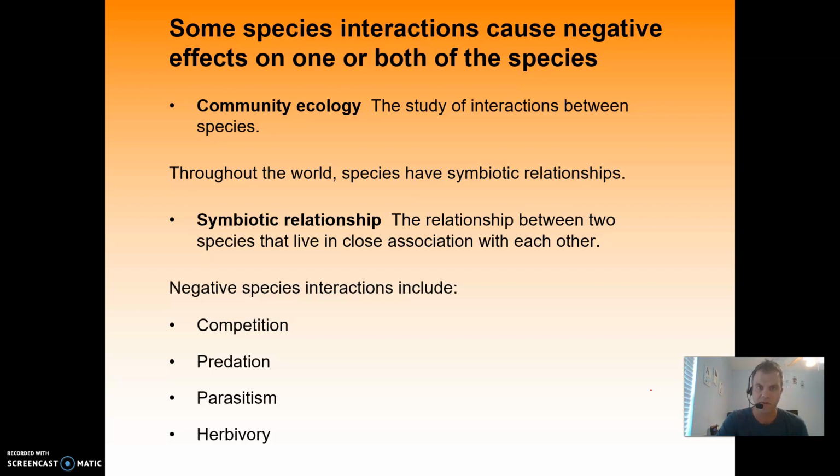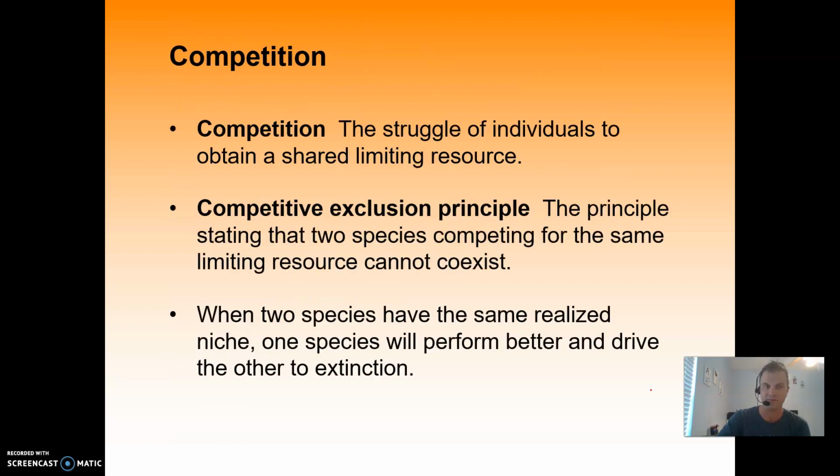Throughout the world, species have symbiotic relationships. And a symbiotic relationship, if you've ever heard that term before, is a relationship between two species that live in a close association with each other. Now, there are different ways. This can be positive, it can be negative, it can be neutral. So we classify those based on that. We've got negative species interactions, though, that include competition, predation, parasitism, and herbivory.